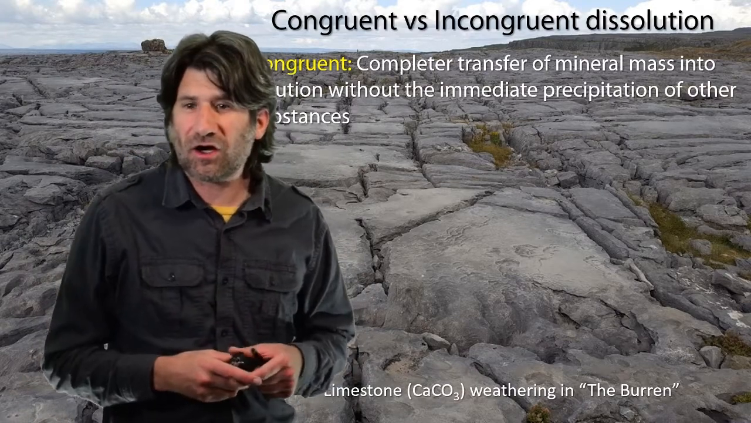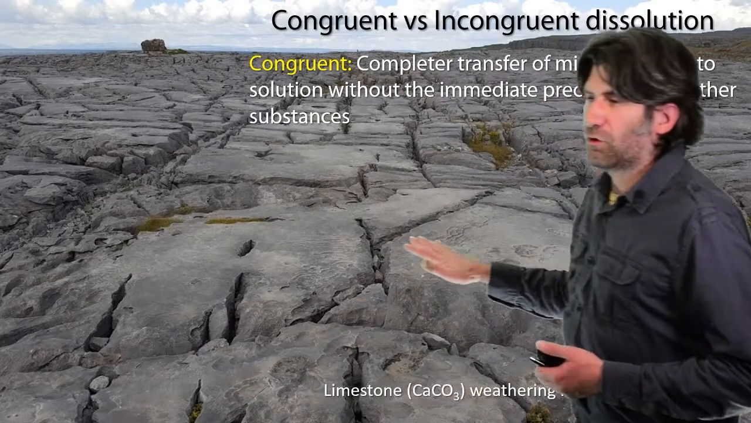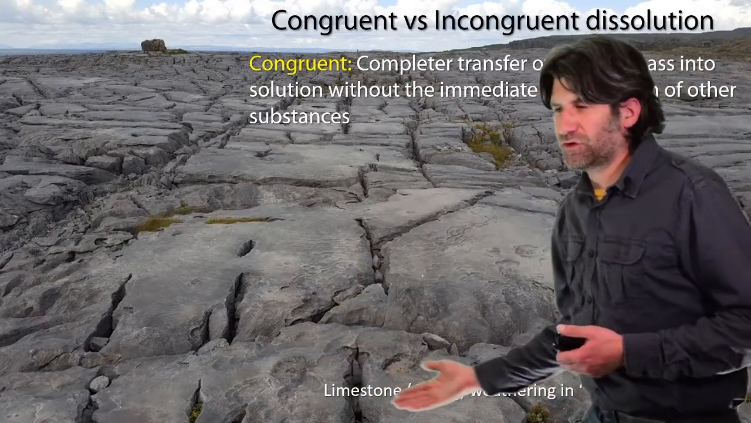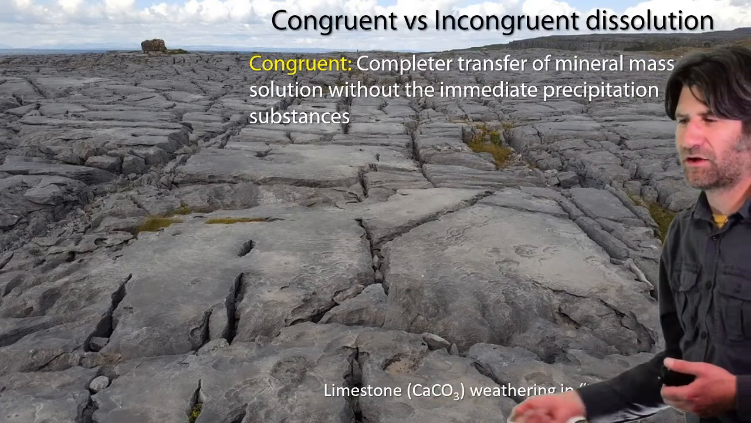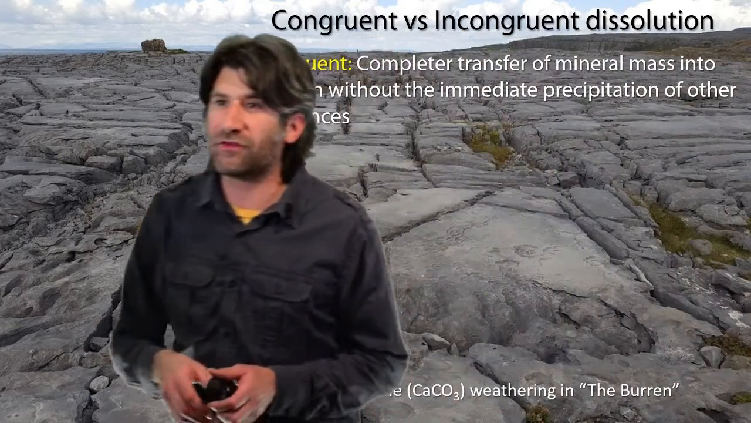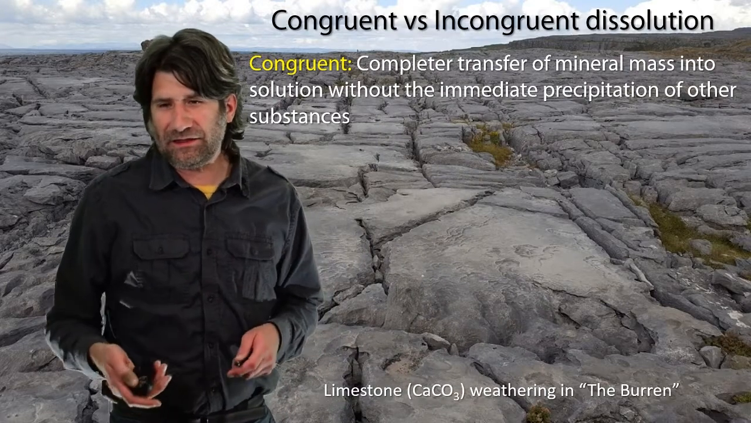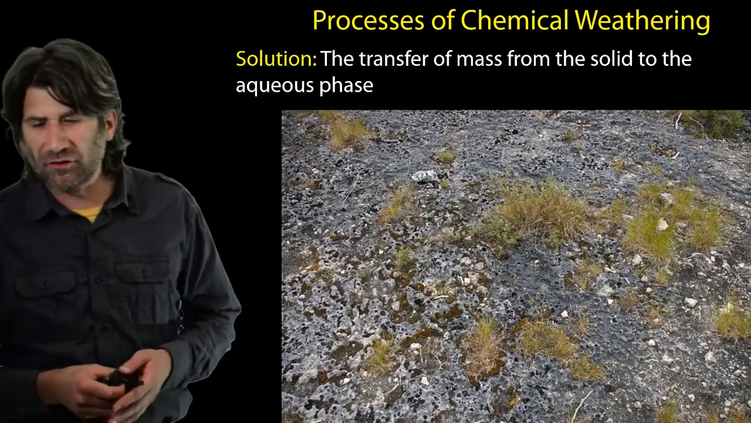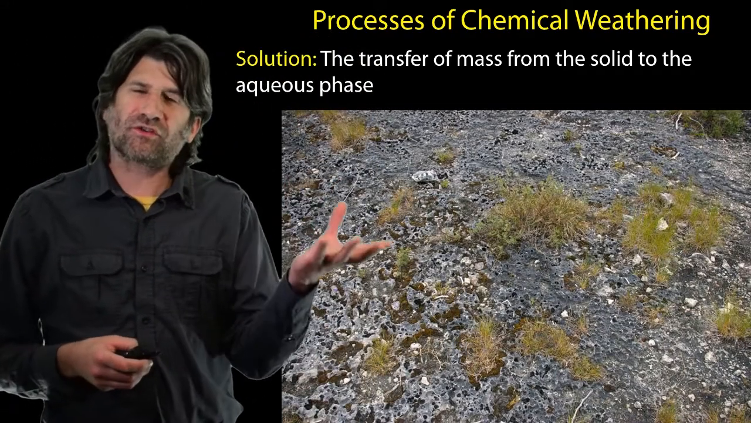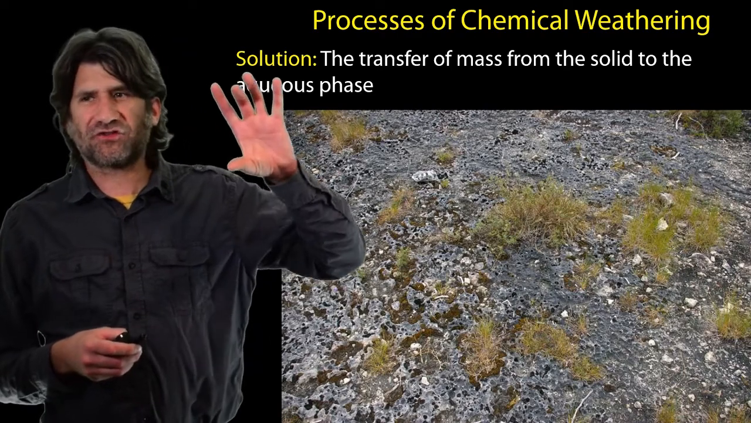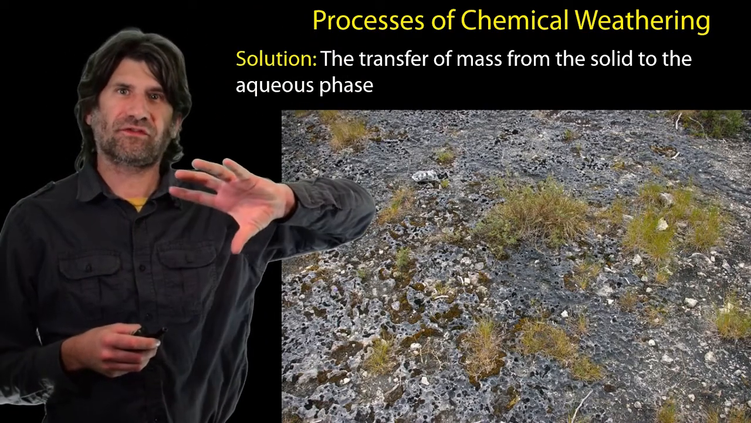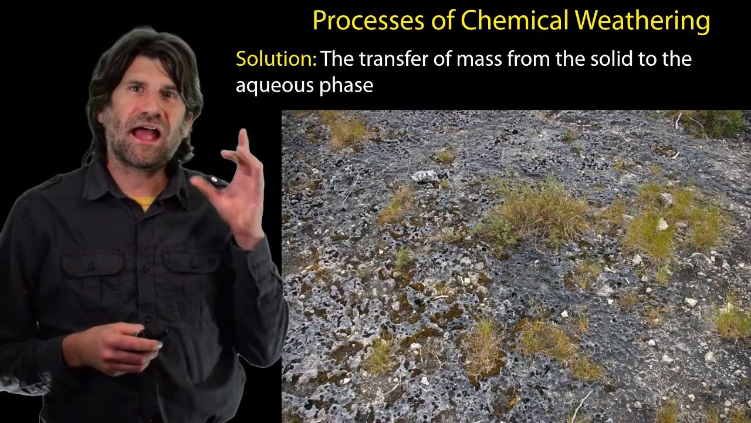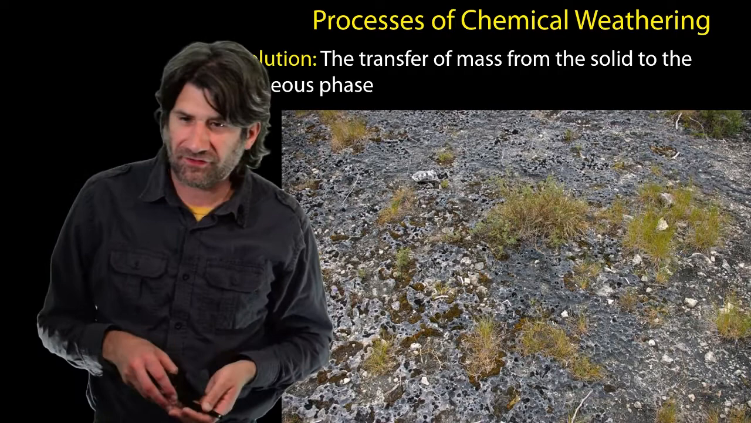And where we find congruent weathering is where we can have rocks like this. So this is the Burren in Ireland, and a rock that we can do congruent weathering on would be limestone, calcium carbonate. And so we can easily do that in limestone. Okay, so another term I need to introduce here that we've talked a little bit about is solution. And so when we're talking about solution here, we're talking about essentially that transfer of mass from the solid to the aqueous phase. So we've dissolved away our limestone. We're making a solution that has the elements that were in that solid phase.